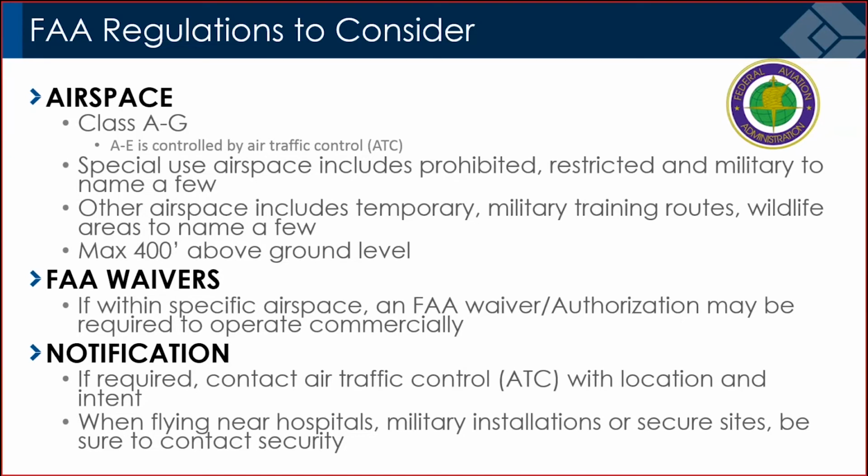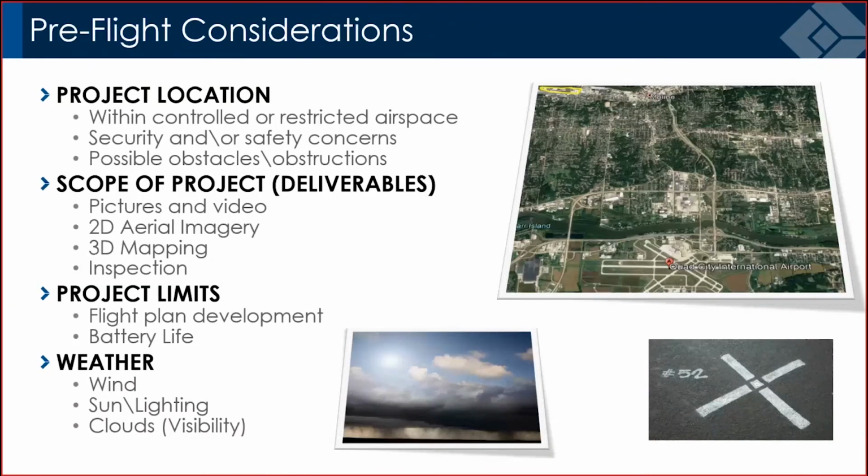Notification. In some instances, again, we always want to make sure that everybody understands what's going on. If we do get a waiver and we are around an airport, there are going to be some instances where we need to contact air traffic control. When we're flying near schools, hospitals, military bases or anything like that, we always want to inform security as well. So again, it's always important to notify so we don't get the cops called on us, or people don't think we're spying on them. Pre-flight considerations. Again, the project limits, the flight plan.